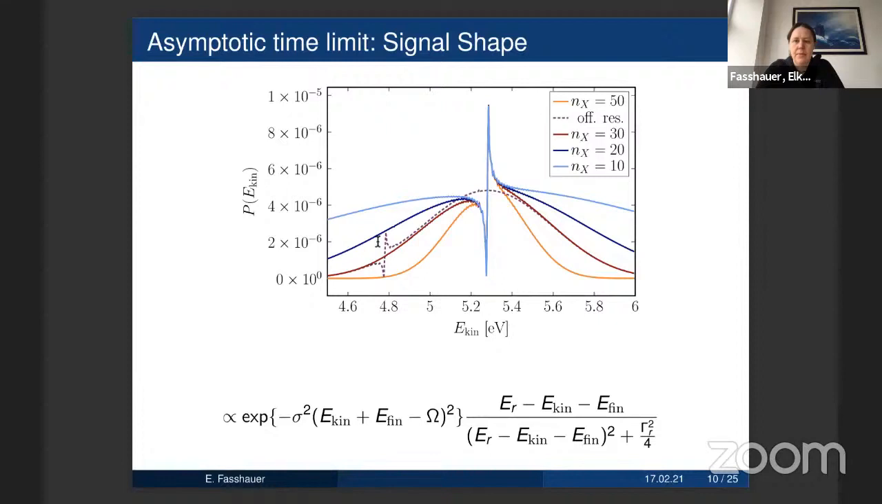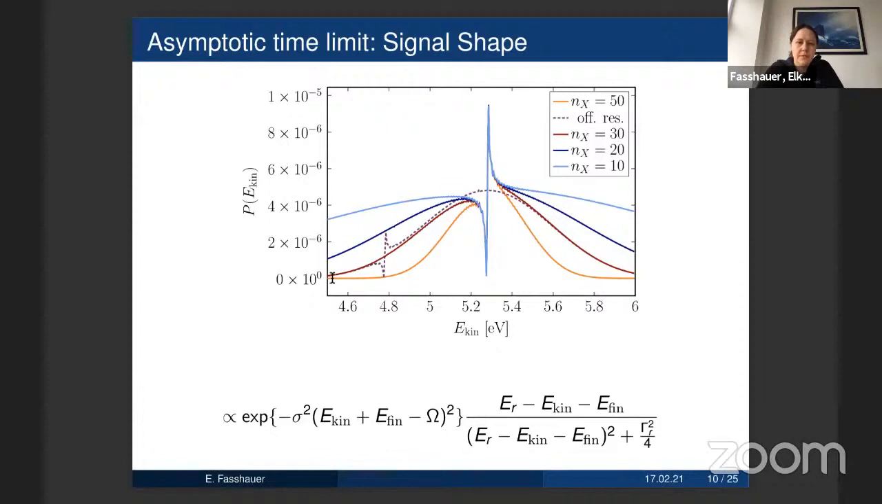is that we get the Fano profile, but not only the Fano profile, but the Fano profile folded with a Gaussian function, which is the Fourier transform of the time envelope of our laser pulse. That means that the shorter the pulse is, so the lower the number of cycles in our pulse, the broader becomes the overall peak.